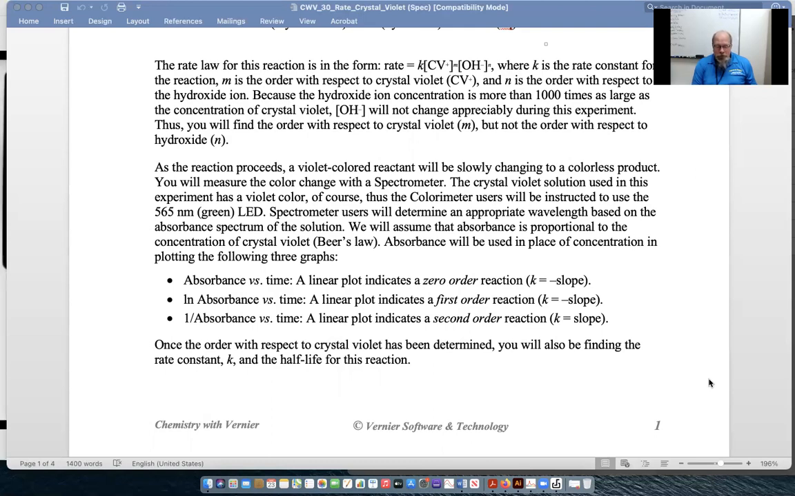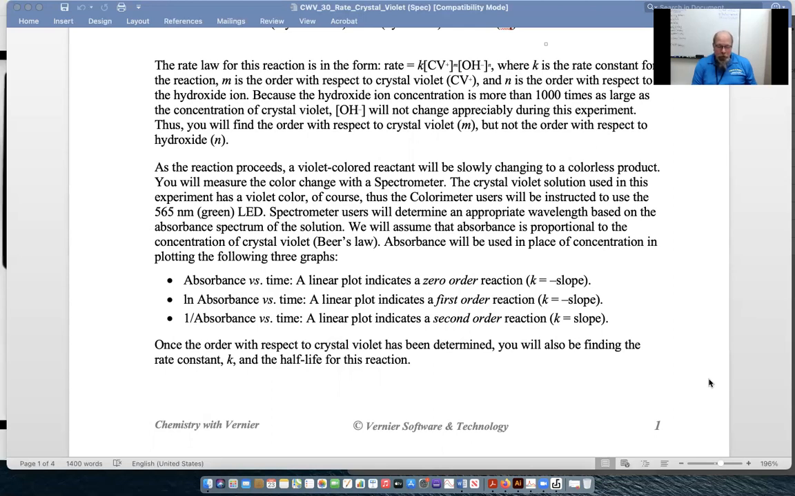If you take that crystal violet and you double it, and the rate also doubles, then that would be a first order reaction. If you take that crystal violet and you double its concentration, and the rate ends up being squared, two times that concentration, then that's a second order reaction. So we look at it as either a zero, first, or second order.